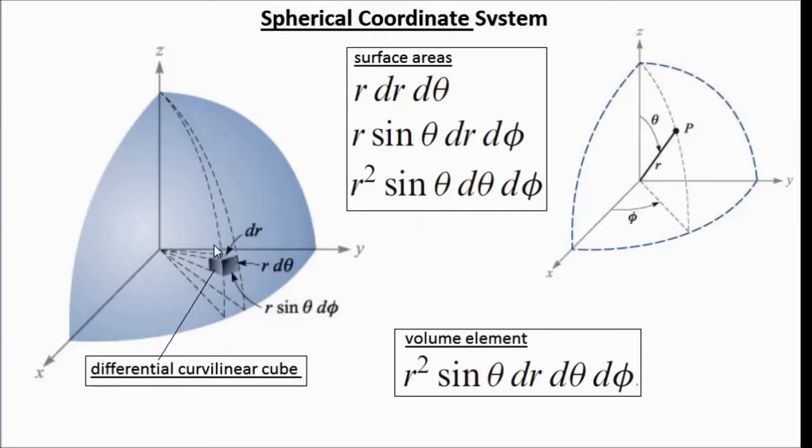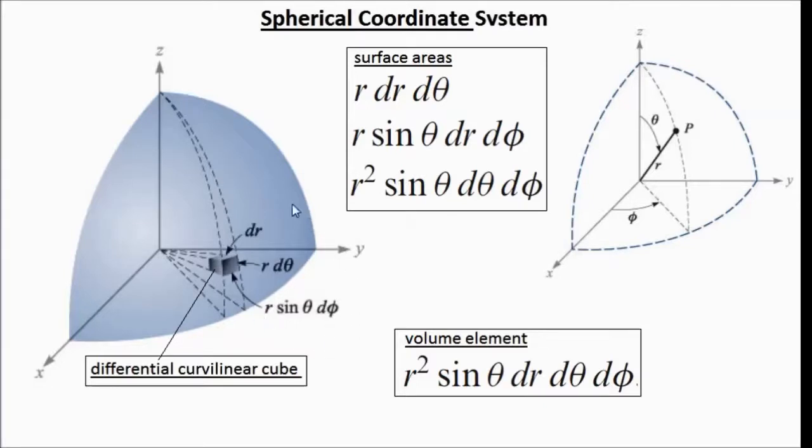So the differential curvilinear cube formed by the spherical coordinates is shown in this picture. The sides of the cube are also shown. Along this side is the differential dr, the element along the direction of r. So r, theta, phi are again shown here. r d theta is this side, and r sin theta d phi is the bottom side of the differential curvilinear cube.